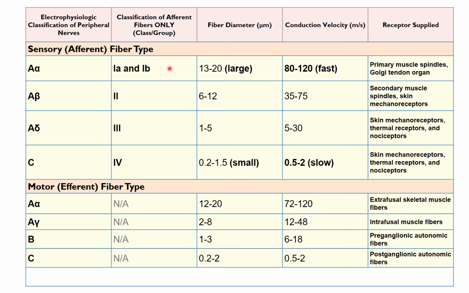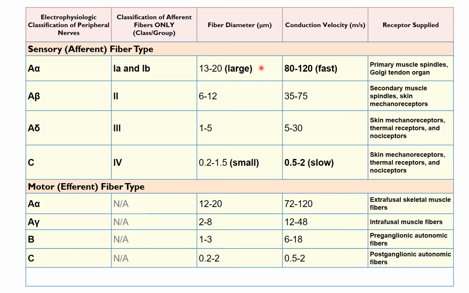The next column is referring to the group naming classification system. These are the Roman numerals. Roman numeral 1, subcategorized into 1A and 1B, are A alpha neurons or nerves. Group 2 are A beta nerves. Group 3 are A delta nerves, and group 4 are C nerves. You'll note that the group naming system does not apply to motor neurons. Motor nerves, the efferent fibers, do not utilize this naming convention, the Roman numeral groups.